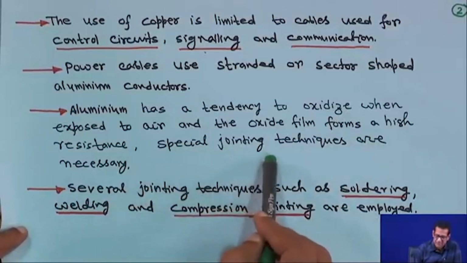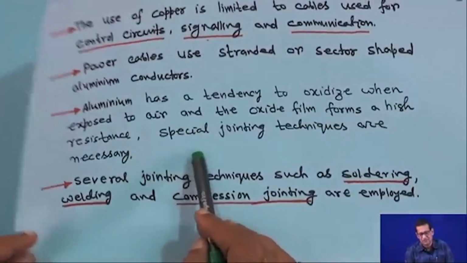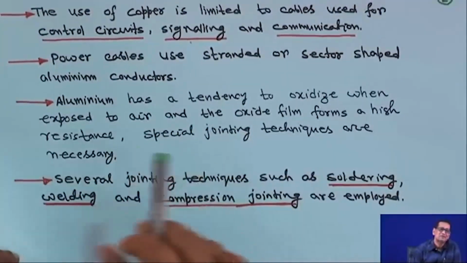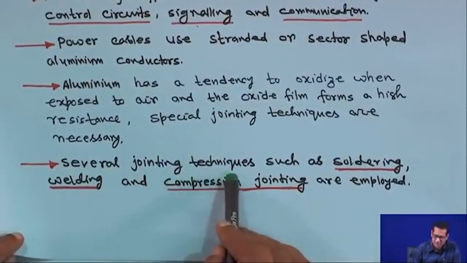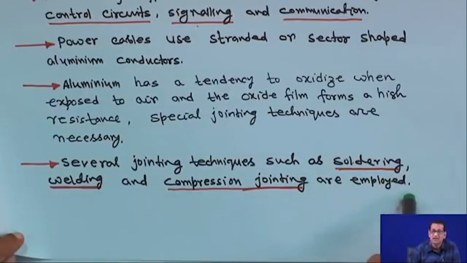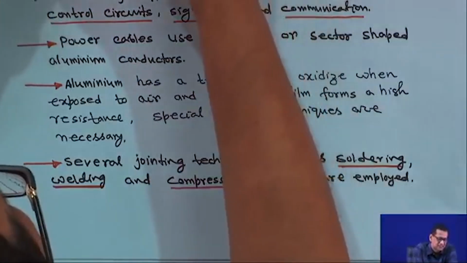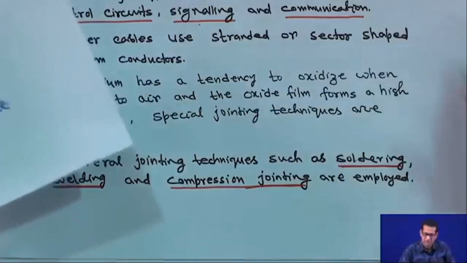So special jointing techniques are necessary for cable jointing. Suppose two cables are there; when you joint them, some special technique is required. Several jointing techniques such as soldering, welding and compression jointing are employed. But for cables you also have to have insulation.